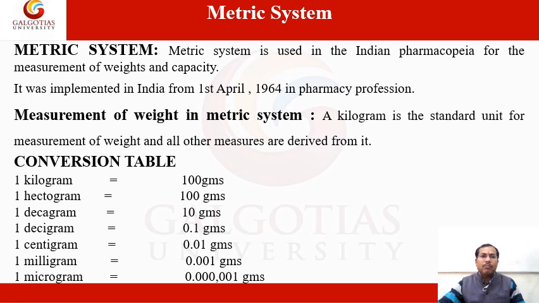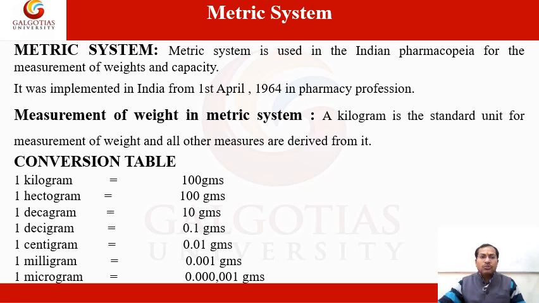Now we will study about metric system. Metric system is used in the Indian Pharmacopoeia for the measurement of weight and capacity. It was implemented in India from 1st of April 1964 in the pharmacy profession. It is a new system of measurement. 1 kilogram is the standard unit for the measurement of weight, and all other measures are derived from the kilogram. It means in metric system, kg is the standard unit for the measurement of weight.